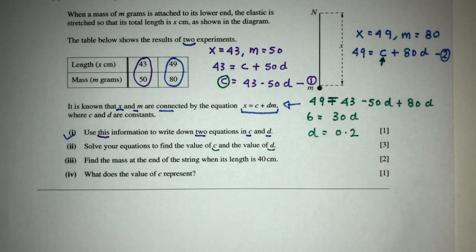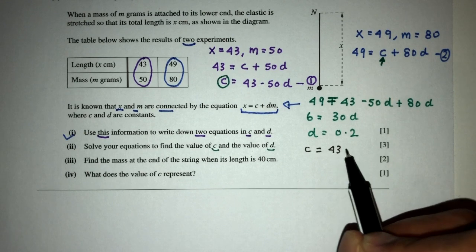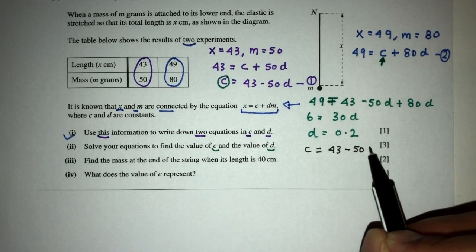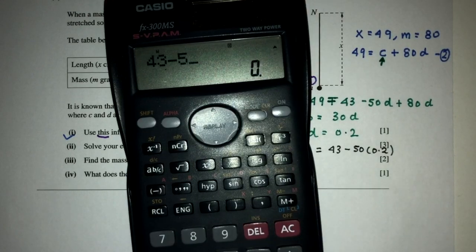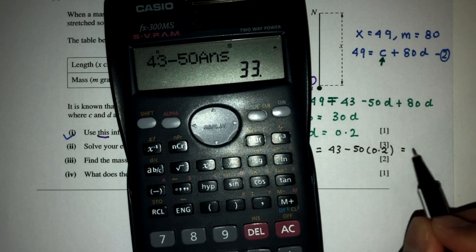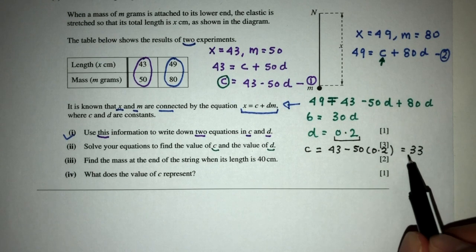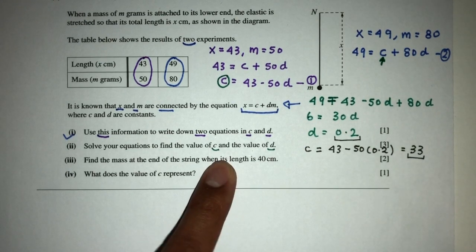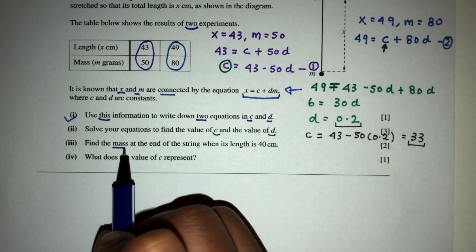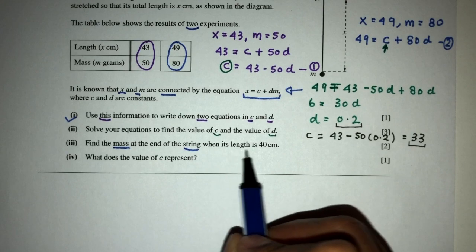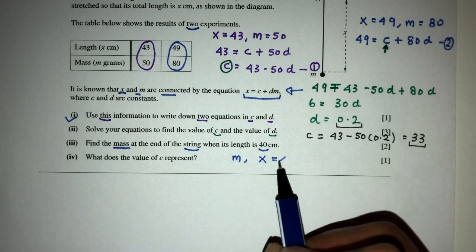Then finally, for the value of C, replace D back in the main equation. That will be 43 minus 50 times 0.2. That will be 33. So we have the two answers that we need. D is 0.2 and C is 33 for part 2 of the question. Now for part 3, we have to find the mass at the end of the string when its length is 40. So basically, find the value of m when x is equal to 40.